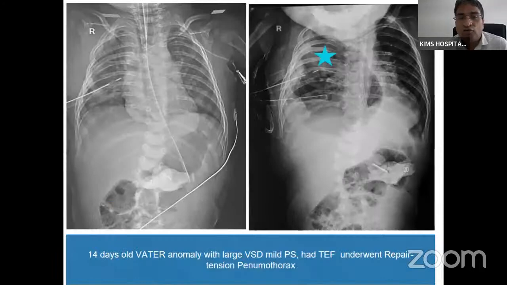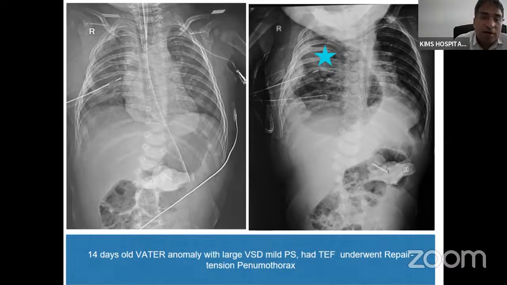In the same way, a 14 days old with VSD with PS and tracheoesophageal fistula underwent repair and developed tension pneumothorax, with severe cyanosis even after the ICD, because the ICD was blocked. So whenever a baby is on a ventilator, think of displacement of the tube, obstruction, pneumothorax or equipment failure. When resuscitation happens, think of pneumothorax or a lung cause for cyanosis.